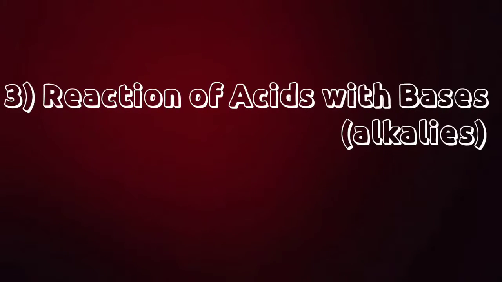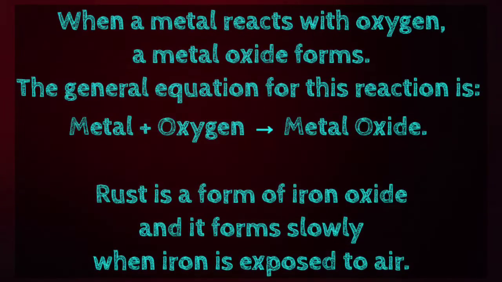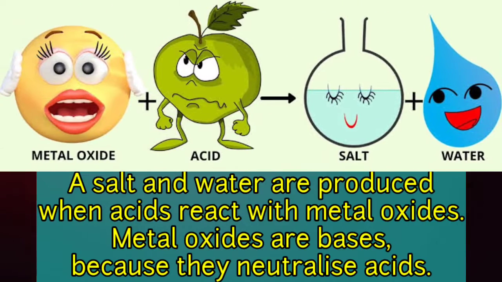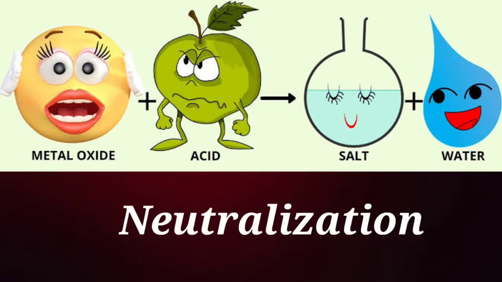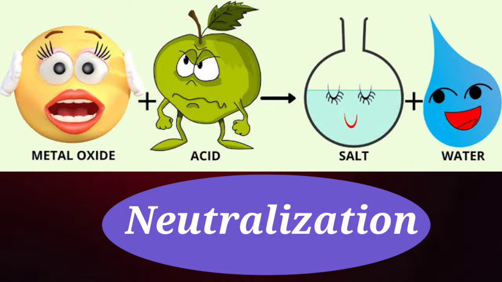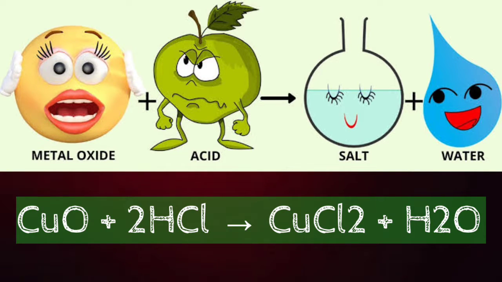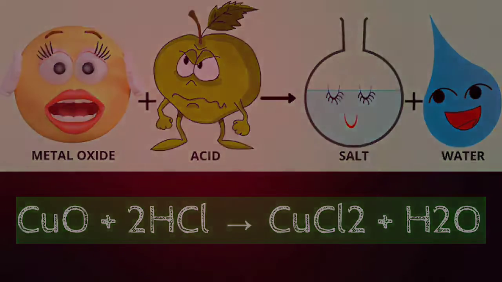And now we will see the next chemical property of acids, that is whenever these acids react with bases. When metals react with oxygen, they form metal oxides and they are basic in nature. So whenever these acids react with these metal oxides, meaning with bases, they form salt and water, and this reaction of acids and bases is also called a neutralization reaction. Let's take the example of copper oxide. Whenever copper oxide is added to HCl, it forms copper chloride and H2O, that means salt and water.